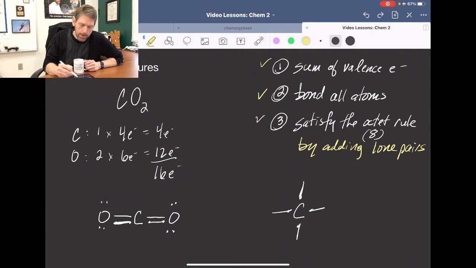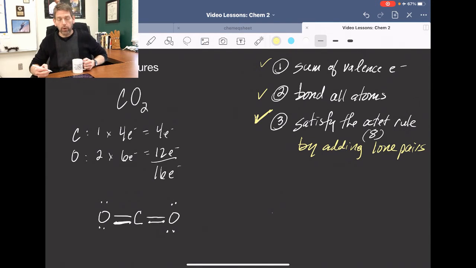Let me erase that. All right? So now we have very much satisfied rule 3. And actually, now that we have all three rules satisfied, this is the Lewis structure for carbon dioxide, with one little minor exception.